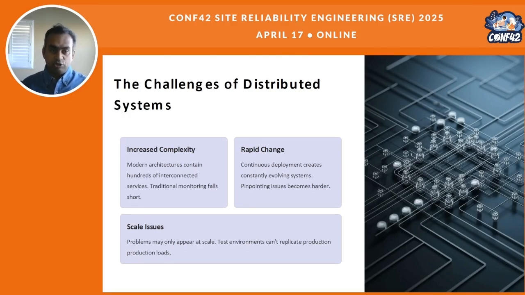Distributed systems usually undergo rapid changes. With the advent of continuous development and deployment, systems are constantly evolving. So to pinpoint issues, it becomes harder.